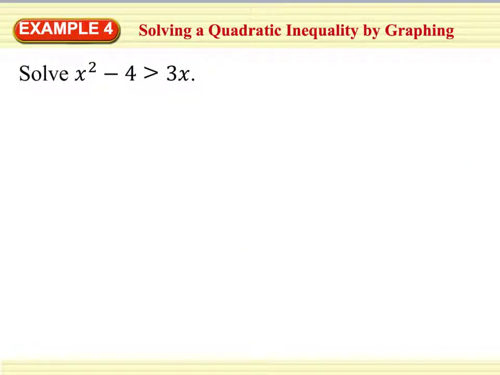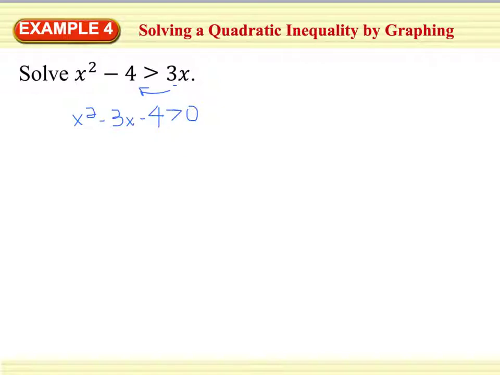So example 4 says that we're going to solve x squared minus 4 is greater than 3x. You can solve this using the exact same method that we did in the previous example, or we can use just a number line and help us solve that way. The first thing we have to do, either way, is get this in standard form. To do that, I'm going to subtract my 3x and put it over on this side. So I have x squared minus 3x minus 4 is greater than 0.